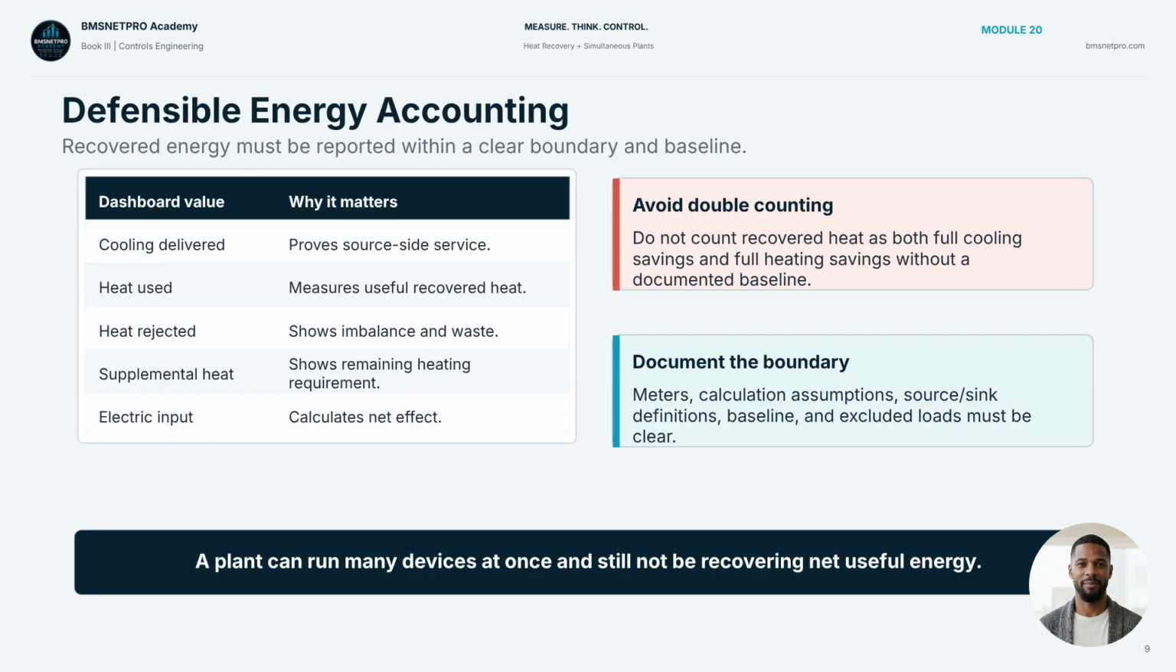Recovered energy should not be counted as both cooling savings and heating savings without a clear baseline. Useful reporting distinguishes cooling delivered, heat recovered and used, supplemental heating, heat rejected, electrical input, and avoided fuel or electric heating under a defined baseline. Meter boundaries and calculation assumptions should be documented so the energy story is defensible.